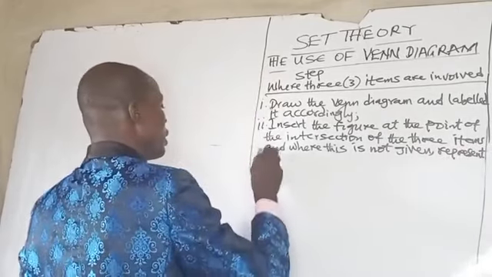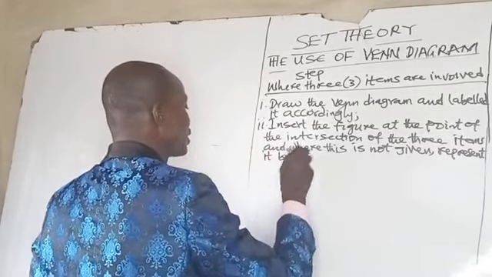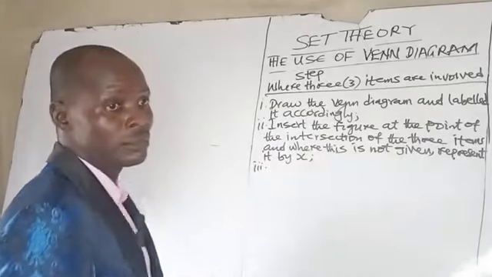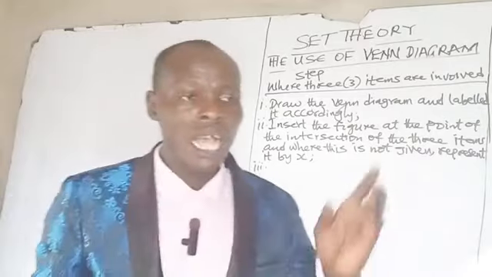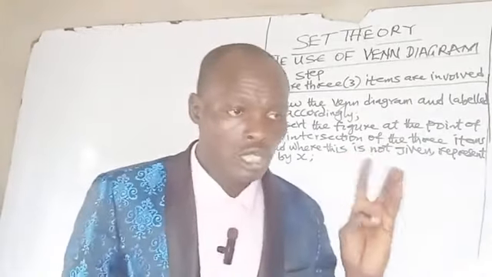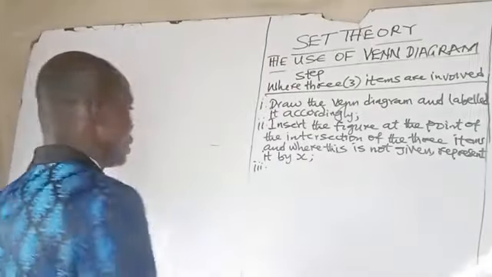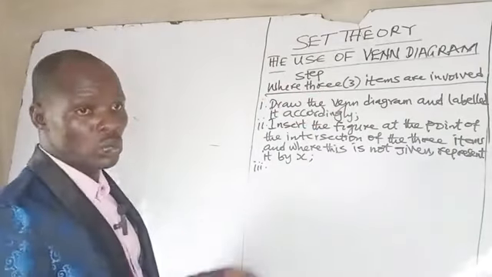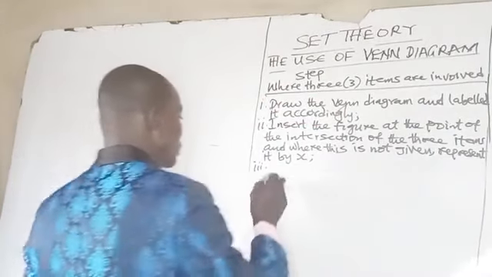Step number 3. Insert or determine the value at the region involving each of the two items. That means you started from 3, you move down to 2. So insert or determine the value.